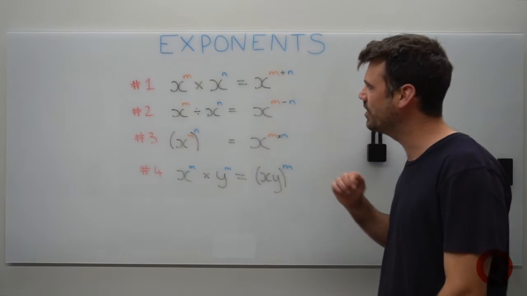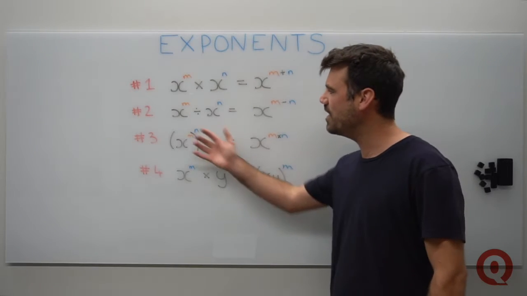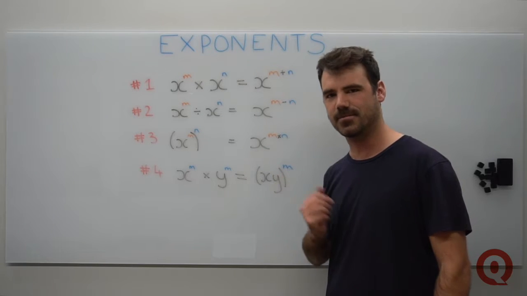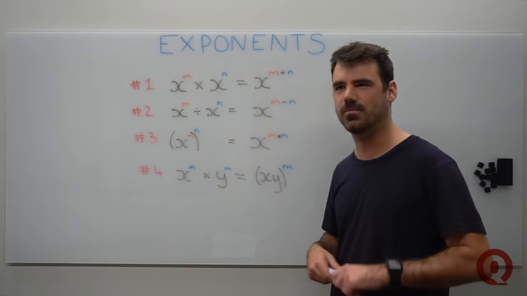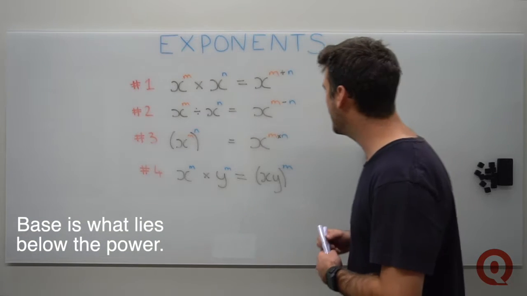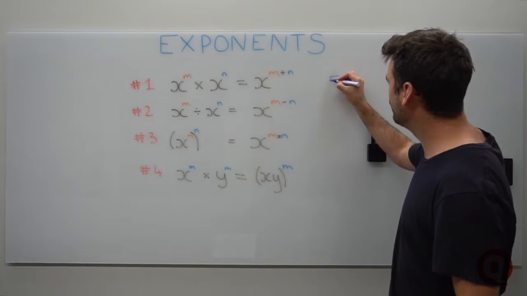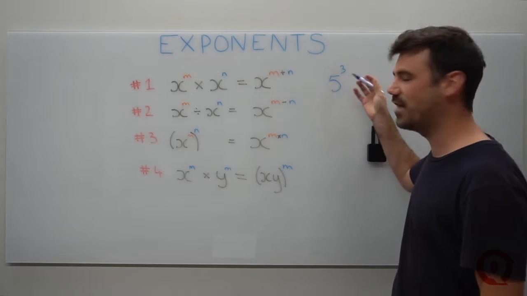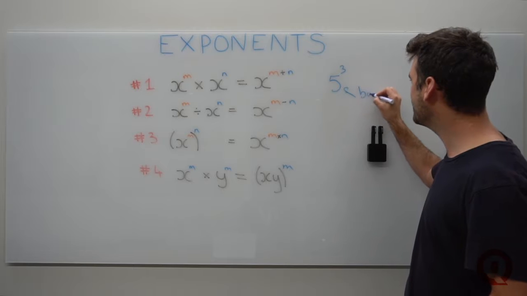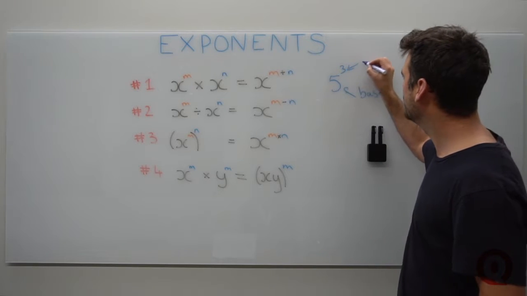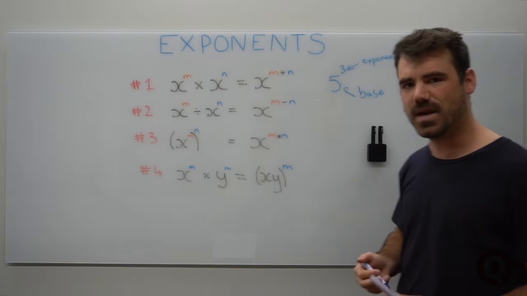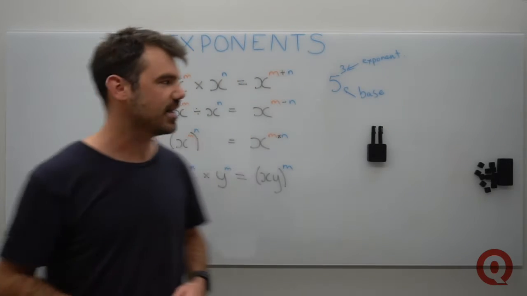Now, when we look at exponents and their rules, they all seem to take place when we have the same base. Now, what is the base? Well, the base is what lies below the power. If I have 5 raised to the power of 3, so 5 cubed, 5 happens to be my base, and 3 is my exponent. Some basic knowledge that we sort of need to understand.